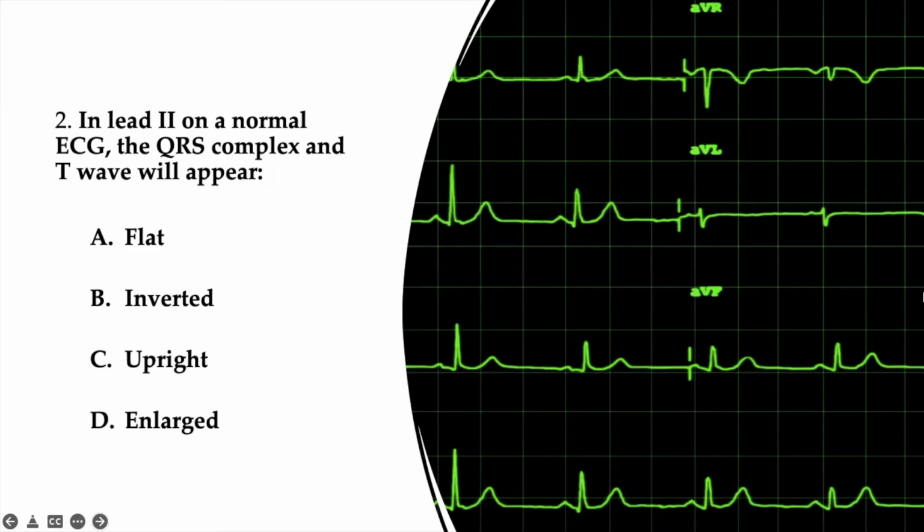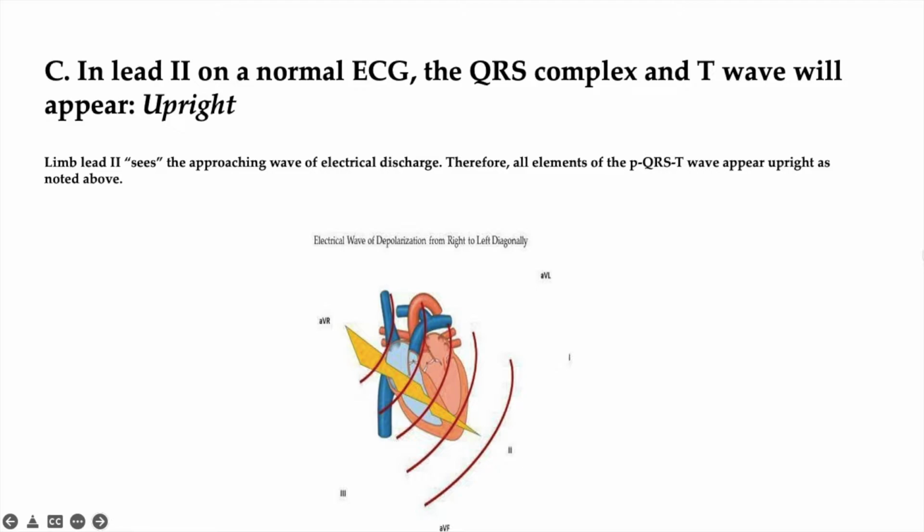Question 2. In lead 2 on a normal ECG, the QRS complex and T-wave will appear A. Flat, B. Inverted, C. Upright, or D. Enlarged. The answer is C. Upright. This is because limb lead 2 sees the approaching wave of electrical discharge. Therefore, all elements of the PQRST-wave complex appear upright as noted above.